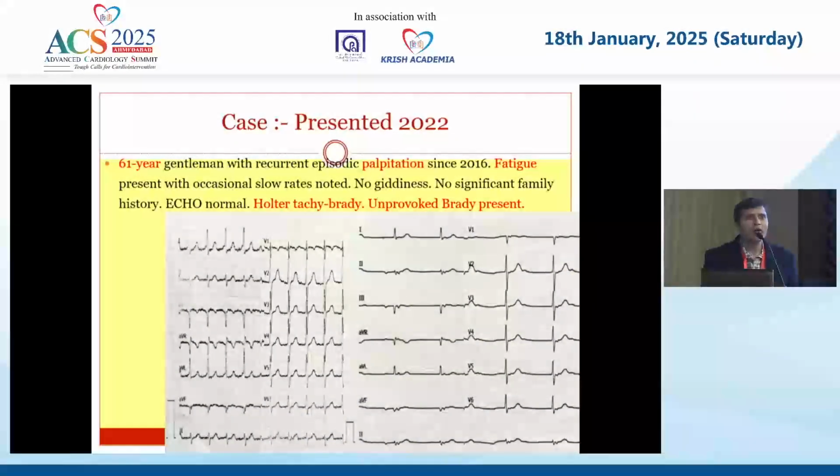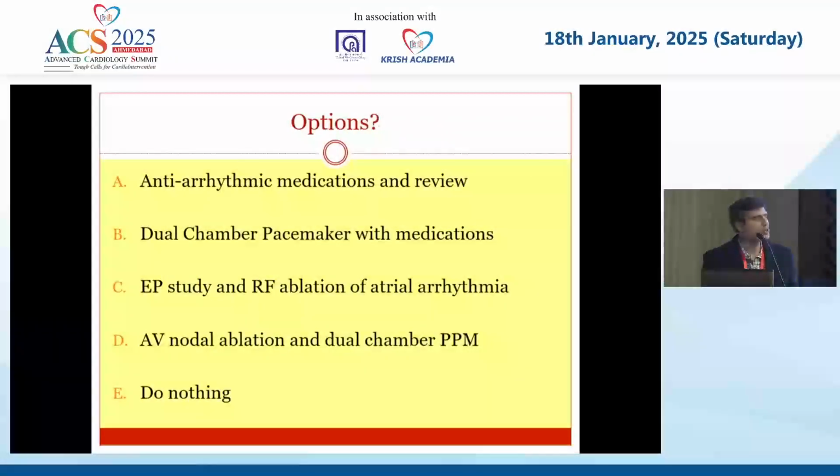So now I will get to the next part. What comes after conduction system pacing? If you have a patient who has palpitation and along with that fatigue, you have tachybrady syndrome, you have one place tachycardia, one place bradycardia, what would you do? Normally, the options would be to give antiarrhythmic medications and see that the tachycardia doesn't occur. But if you give antiarrhythmics, the bradycardia will be more, right? So then people would say, no, give a pacemaker and then give medications. But how guaranteed are you to treat the patient's tachycardia with medications?